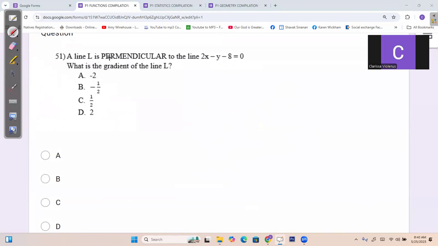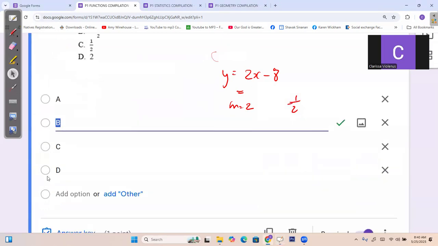A line L is perpendicular to this line. Perpendicular means the negative inverse. So we have to find the gradient for this line first. All we have to do is carry over the y. So y is equal to 2x minus 8. All I did was carry that over. So the gradient for this is just 2. M is 2. If it is perpendicular, it will be the negative inverse, so negative a half. So the answer is B.